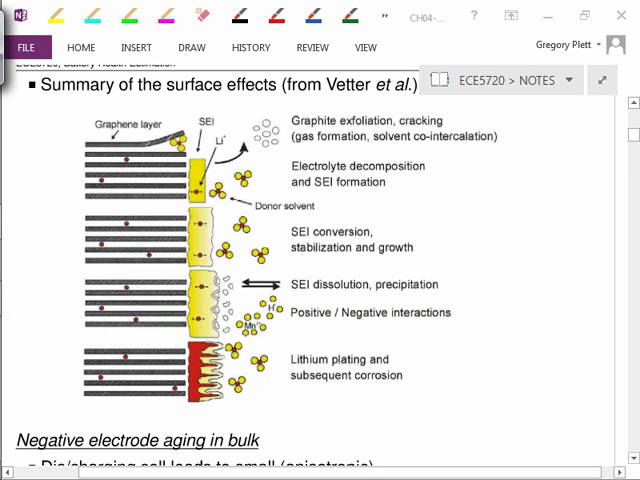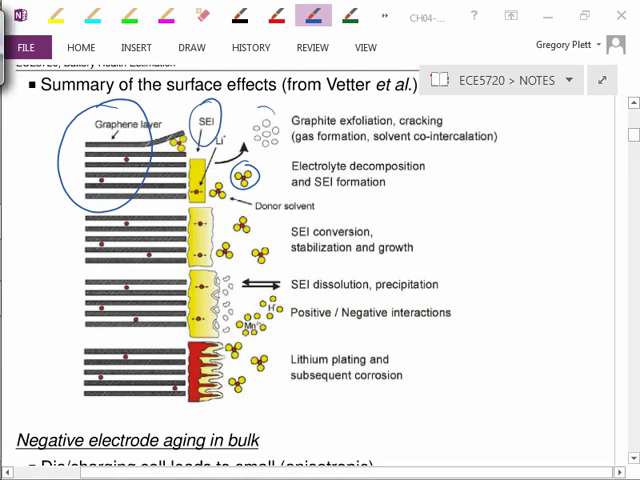Here's a picture from the Vetter paper that tries to summarize the surface effects that we've talked about. So we have the particle made up of graphite, which is itself composed of layers of graphene. We have solvent. Those are these funny looking things. When they come against the graphite, they will form this SEI product, and it loses lithium in the process.